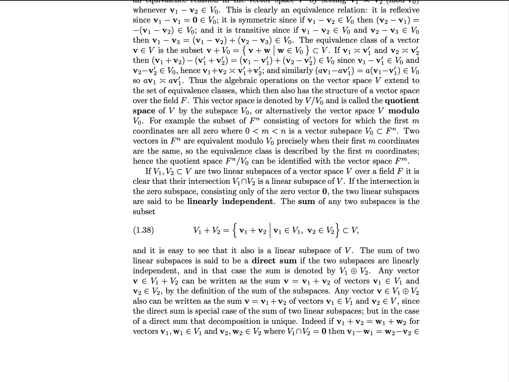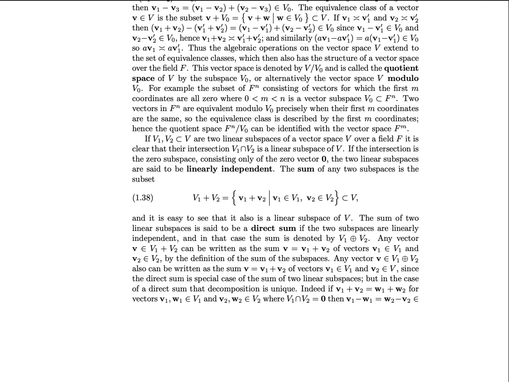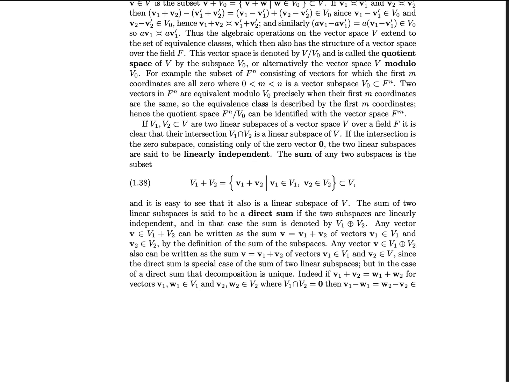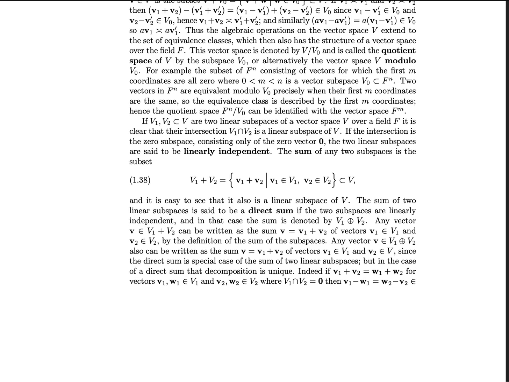From here, we will note that if we have two linear subspaces of a vector space V, which we will denote V1 and V2, it is clear the intersection is also a linear subspace of V. If the intersection is the trivial zero subspace, consisting of only the zero vector, then the two linear subspaces are said to be linearly independent.